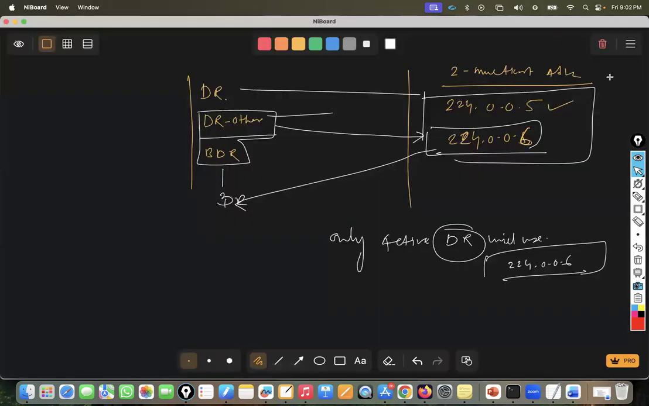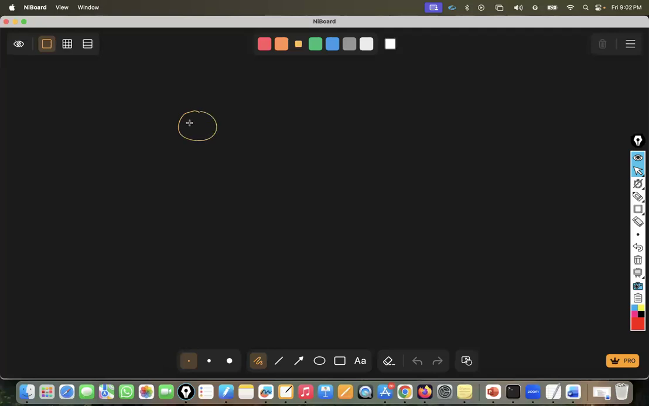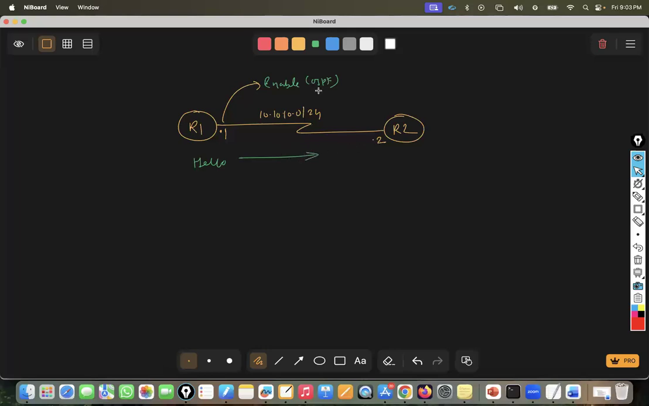What does that mean? Whenever you want to build any OSPF relationship, let's suppose this is my R1, connected to my R2. Let's suppose the 10.10.10.0/24 network, with .1 configured here and .2 configured here. The moment you enable OSPF on the link, it will send the hello packet to its neighbor. And inside the hello packet, it is going to contain all the parameters.